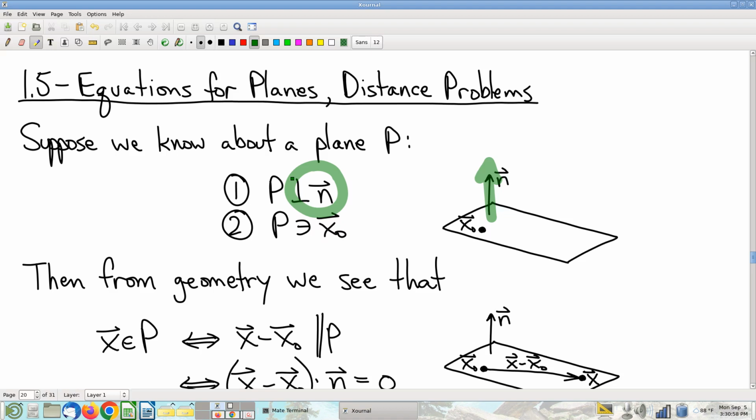But that doesn't tell us whether we're talking about this plane or that plane or that plane. There's a bunch of planes that are perpendicular to that normal vector. So we also have to say, and I want the one that goes through this point. So we have to indicate a point in the plane as well. With these two pieces of information, now there's exactly one plane that is normal to that n vector and that contains that x naught vector. Okay, so we have a well-defined plane at this point.